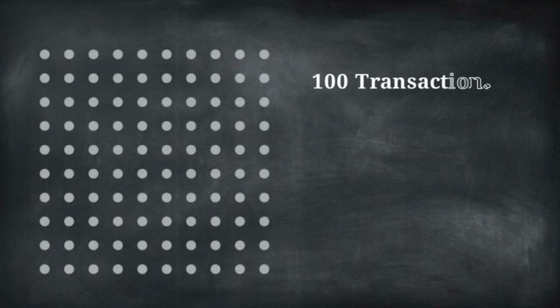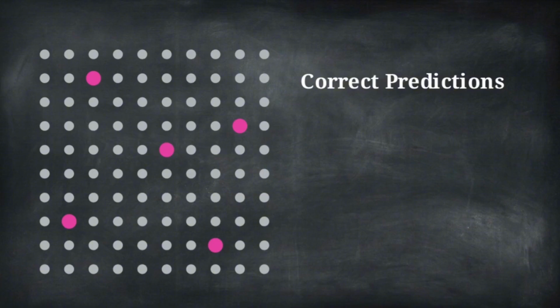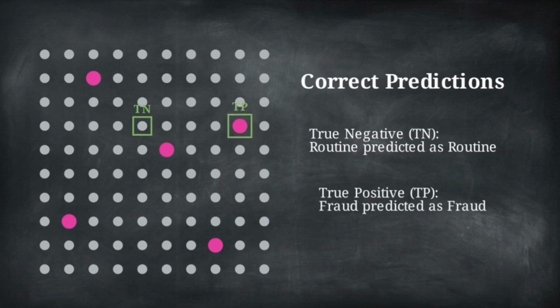Imagine a dataset of 100 banking transactions. 95 of these are routine, everyday purchases, but 5 of them are fraudulent, critical anomalies that a machine learning model must identify. There are 2 ways a predictive model gets things right. It correctly identifies the legitimate transactions, known as true negatives, and it correctly flags the actual fraud, which we call true positives. But there are also 2 ways it can fail.